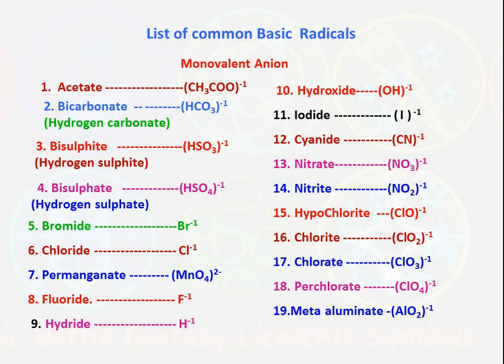charge, chlorate ClO3 minus 1 charge, perchlorate ClO4 minus 1 charge, and metaluminate AlO2 as a whole having charge minus 1. So from 15 to 16, see carefully that all these have charge minus 1, but the oxygen atoms are different. When it contains only one oxygen, it is called hypochlorite. When it contains two oxygen atoms, it is called chlorite. When it contains three oxygen atoms, it is called chlorate. And when it contains four oxygen atoms, it is called perchlorate.